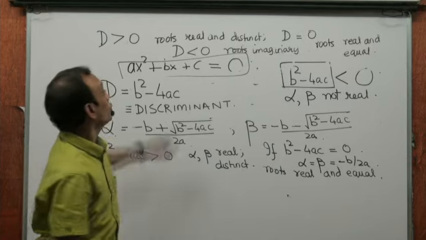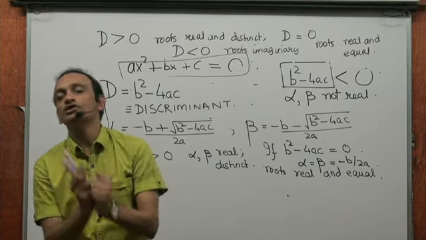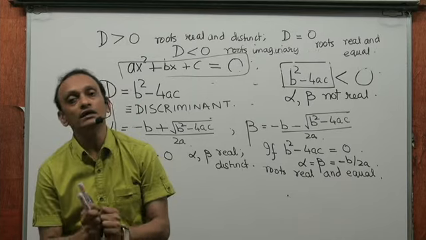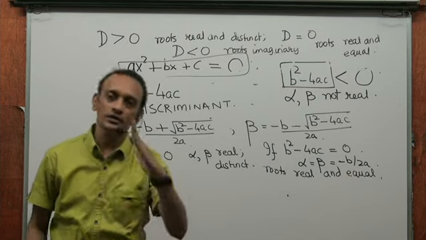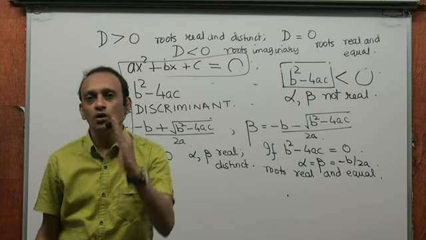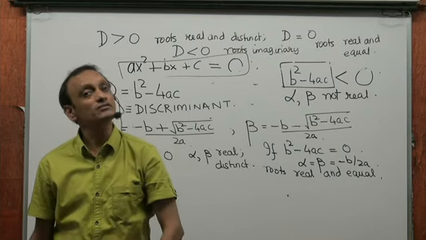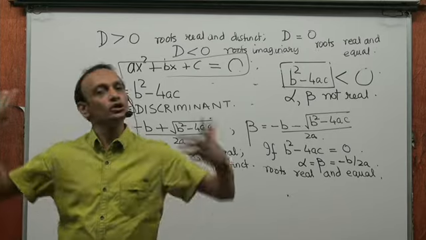Yes or no? So, for a quadratic ax square plus bx plus c equal to 0, the number b square minus 4ac is extremely important. It's referred to as the discriminant of the quadratic, which on being greater than 0 will give me real and distinct roots. On being equal to 0 will give me real and equal roots. On being less than 0 will give me imaginary or complex roots.